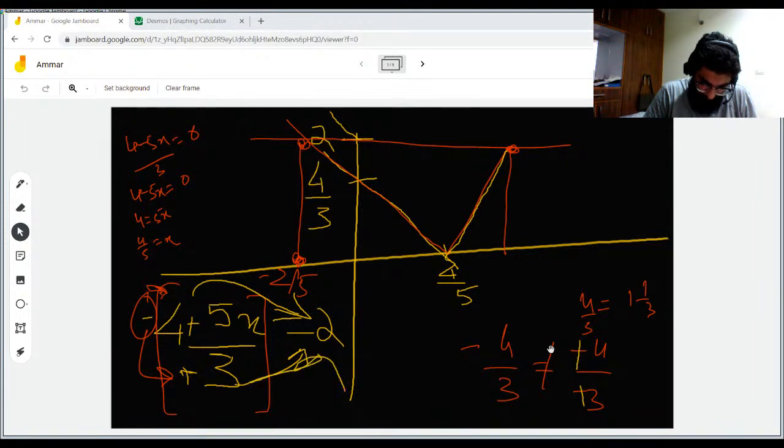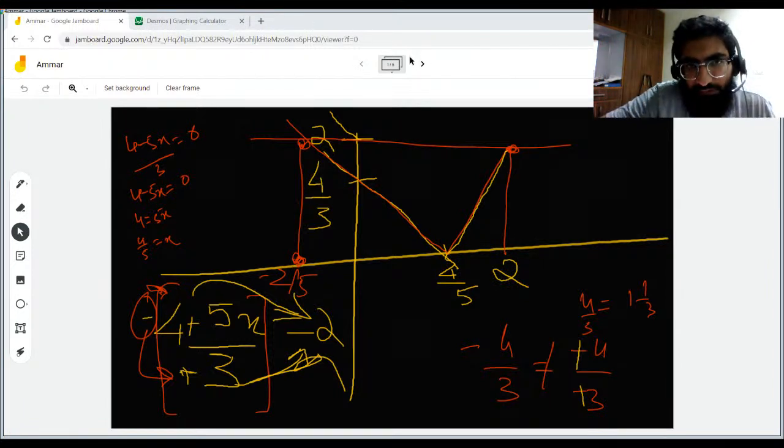So 6 plus 4, 10. 10 by 5, 2. 2 is the answer. x is equal to 2. So this one is x is equal to 2. Correct. Brilliant.